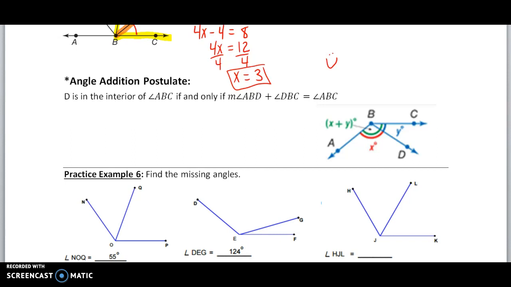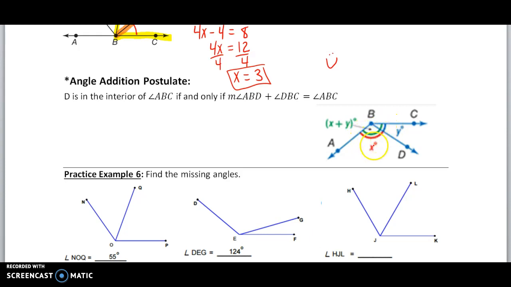So the third definition, theorem, or postulate I want to talk about is the angle addition postulate. Same idea as the segment addition postulate, except we're talking about angles. So this time, if I've got some point that's interior, inside my angle, I can have some ray going from the vertex through that point. So that would be ray BD. With that, notice my whole angle is split into two smaller angles.